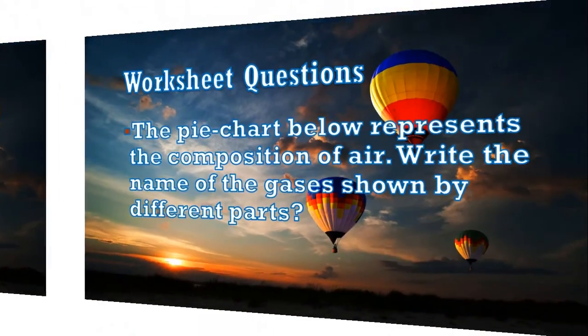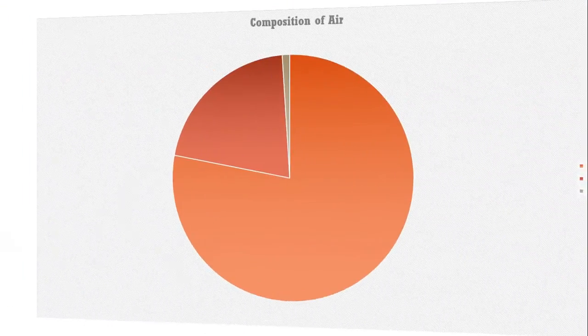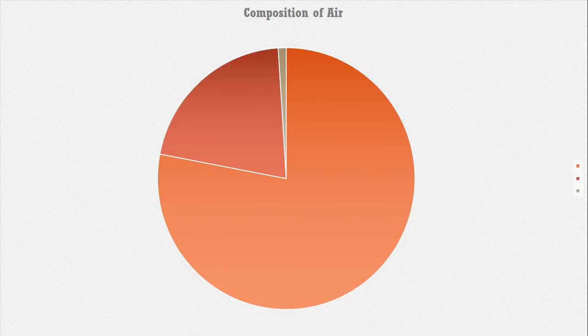Next, worksheet questions. In S1, first question, the pie chart below represents the composition of air. Write the name of the gases shown by different parts. This is the pie chart. Write the names of the gases shown by different parts.